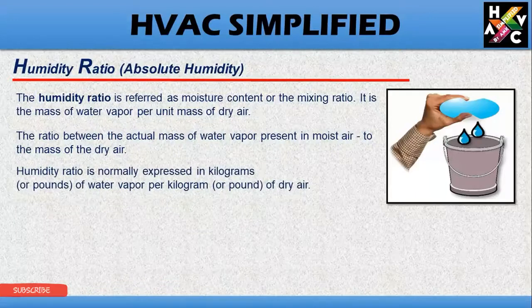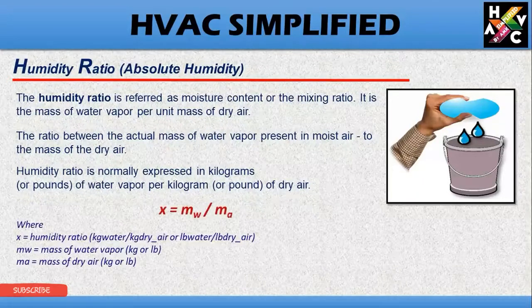Humidity ratio is normally expressed in kilograms or pounds of water vapor per kilogram or pounds of dry air, where X = mW/MA, where X is the humidity ratio, mW is the mass of the water vapor at a given temperature, and MA is the mass of the dry air at the given temperature. So at any given temperature, air has its mass and the water vapor also has its mass.